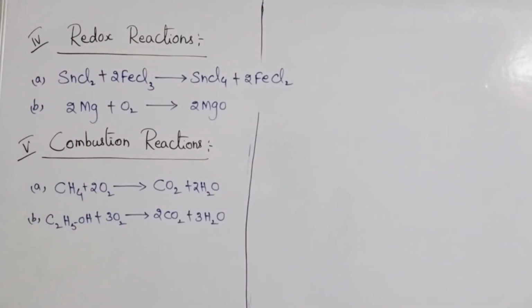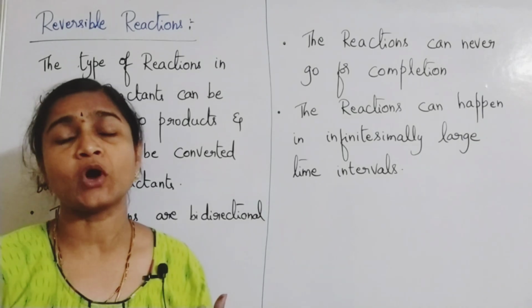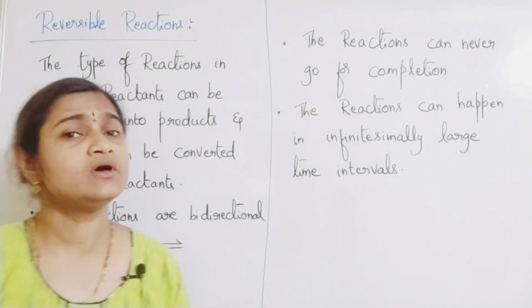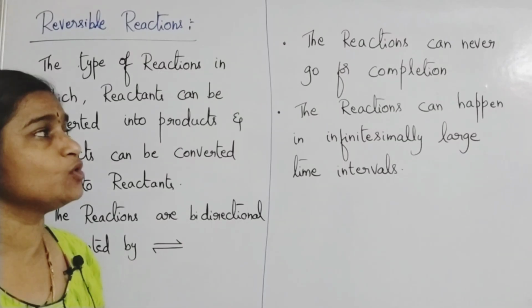Now let us learn about reversible reactions. Reversible reactions are the type of reactions in which the reactants can be converted into products, and the products can also be converted back to reactants. Such reactions are called reversible reactions. Reversible reactions are bidirectional in nature. So they are represented by two half arrows: one arrow from the reactant side to the product side, and one more half arrow from the product side to the reactant side. So the reactions can never go for completion.